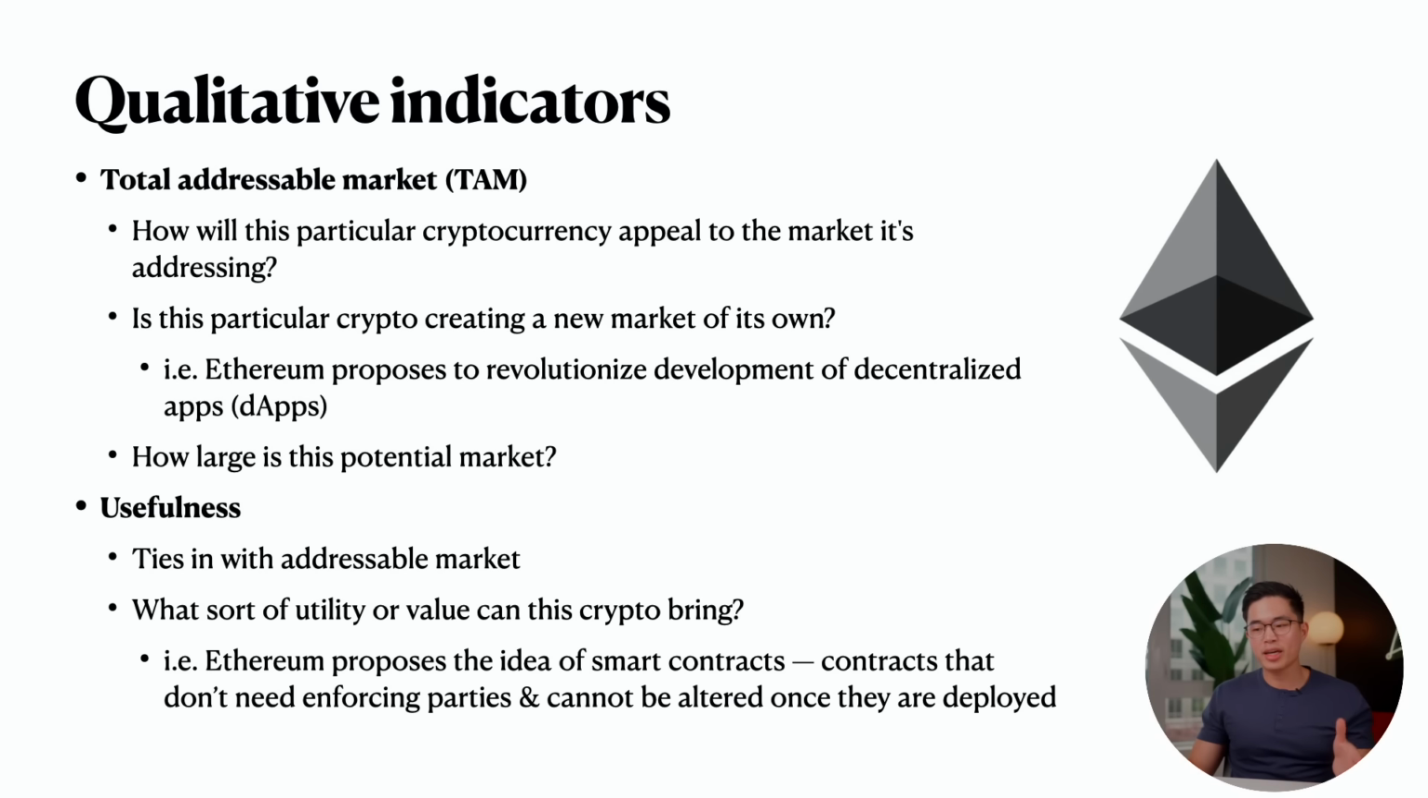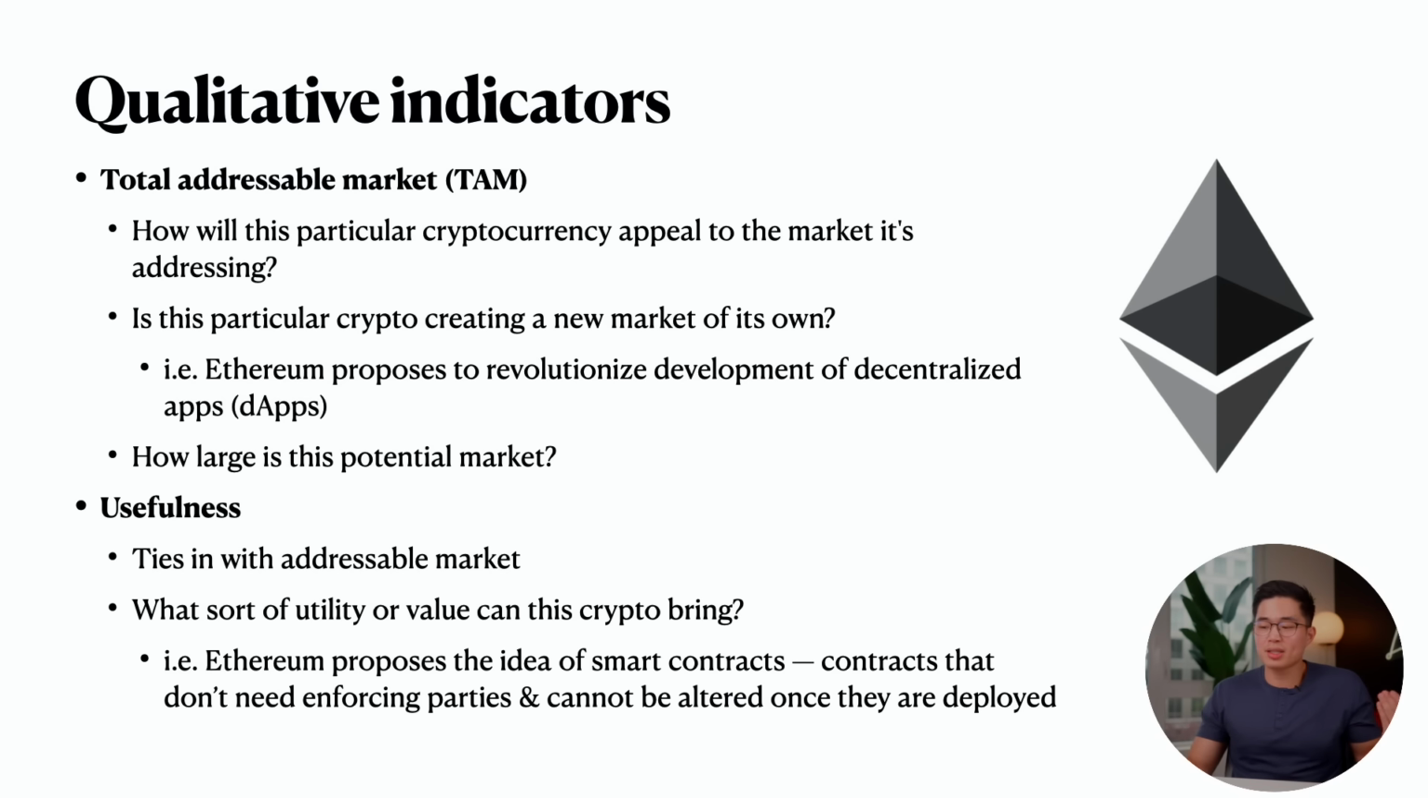Another qualitative indicator is the total addressable market, TAM. And you're going to be asking, how will this particular cryptocurrency appeal to the market it's addressing? Like, is it actually going to be creating a new market of its own? For example, Ethereum, it's proposing to revolutionize the development of decentralized apps. So that was a brand new use, and it's something that had a lot of utility to it.